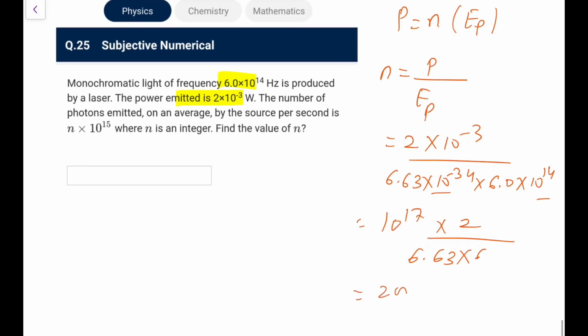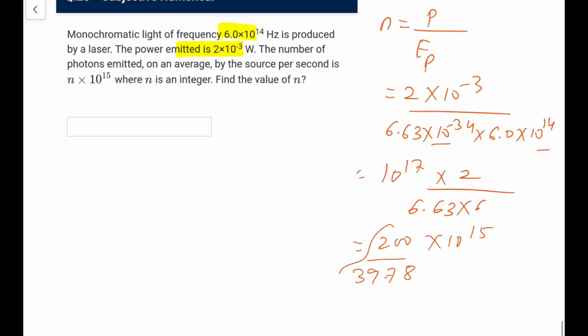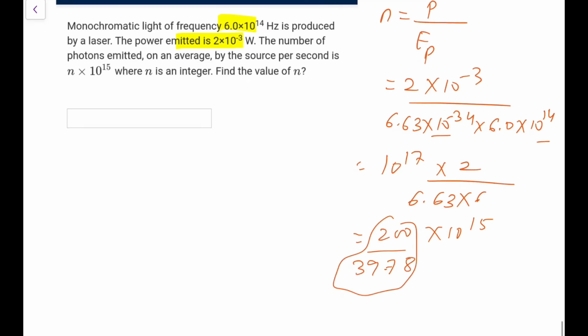So if I do this, it is 200 into 10 raised to power 15, and if I do this, 6 3s are 18, and this is 37 and 3, 39.78. So it is approximately 5 point something into 10 to the power 15. So approximately, it is 5 into 10 to the power 15 that I'll go for.